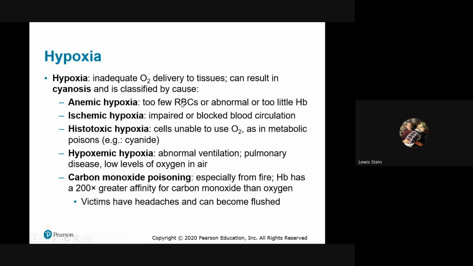Okay, anemic hypoxia. We see that in people, their color changes. You don't see so much cyanosis with that. If anything, they are much paler. When someone is truly anemic because of a lack of red blood cells, the paleness is the predominant color.